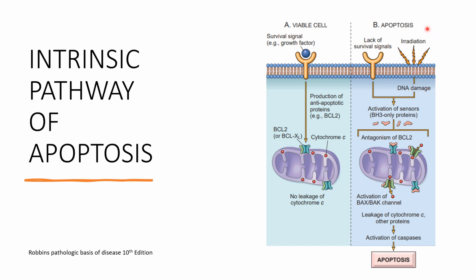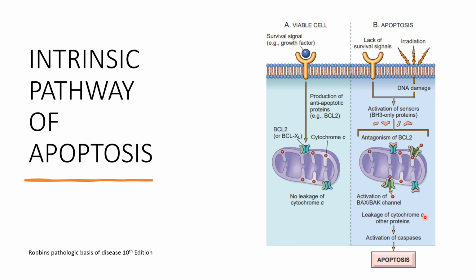So causes like irradiation, etc., cause membrane damage or DNA damage, and once DNA damage occurs, there is activation of our sensors, the BH3 family. What are our BH3 family proteins? They are BIM, BID and BAD. And what are they? They are pro-apoptotic proteins. So they will make sure that this BCL2 does not function, and they will activate the pro-apoptotic proteins, which are BAX and BAK channels, and then there will be leakage of cytochrome C through the outer mitochondrial membrane, and there will be activation of caspases.